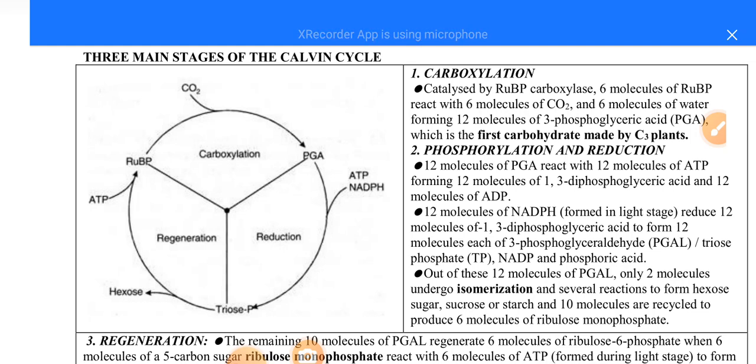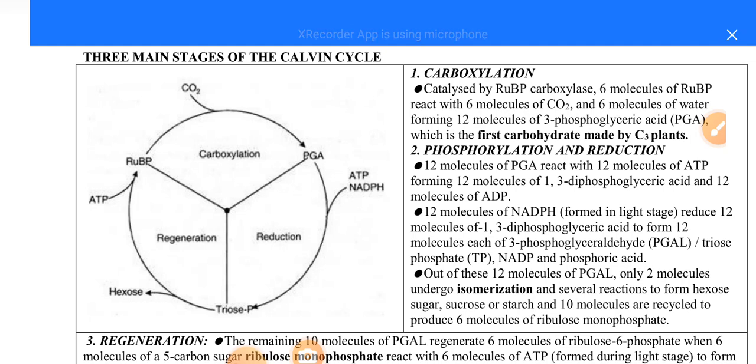Then we have the 12 molecules of NADPH formed in the light stage, which reduce 12 molecules of 1,3-diphosphoglyceric acid to form 12 molecules each of 3-phosphoglyceraldehyde, PGAL. Now PGAL is 3-phosphoglyceraldehyde, or the triose phosphate TP. You can call it PGAL, or you can call it TP. TP is triose phosphate, NADP, and the phosphoric acid.